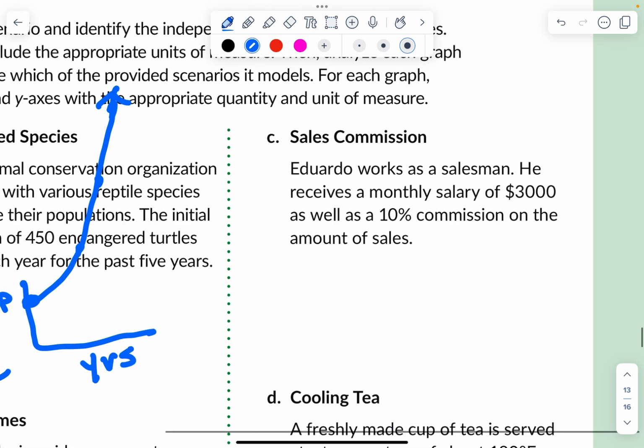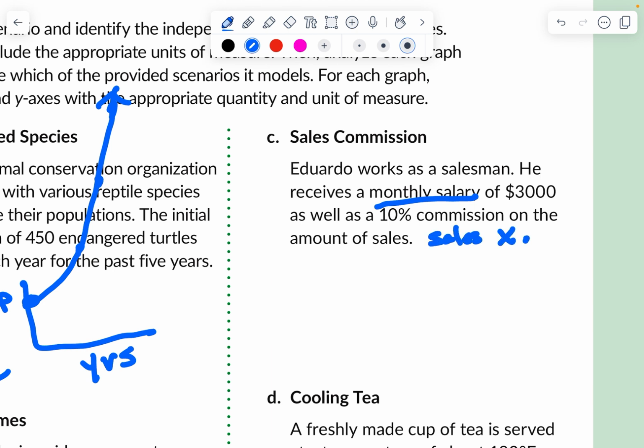Letter C. Eduardo works as a salesman. He gets a monthly salary of $3,000 plus 10% commission on the amount of sales. I don't know if you guys remember much about commissions, but basically whatever he sells, you multiply times 0.10, and that gets added to his salary, okay? So what's in control here? What he sells, okay? So his salary is determined by the dollars he sells.